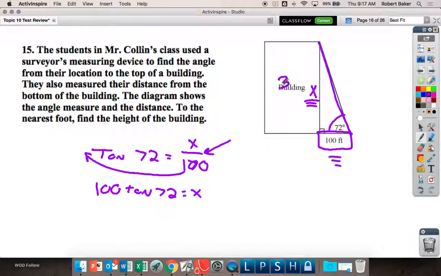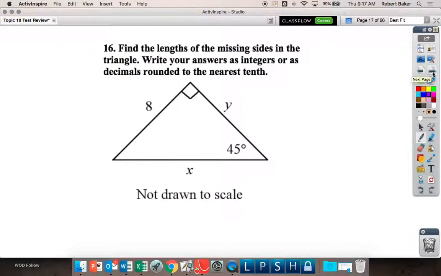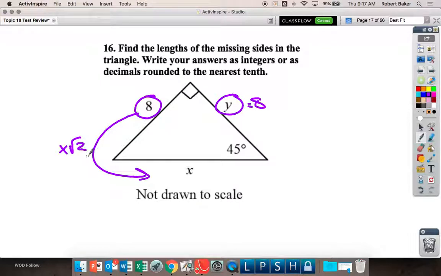So this building is 308 feet tall. Find the length of the missing side of this very special right triangle. Hint, hint: it's a 45, 45, 90. So if this length is 8, how big is this length? 8. How do I get from here to here? Multiply by the square root of 2. So 8 times the square root of 2. Good problems there, good problems.